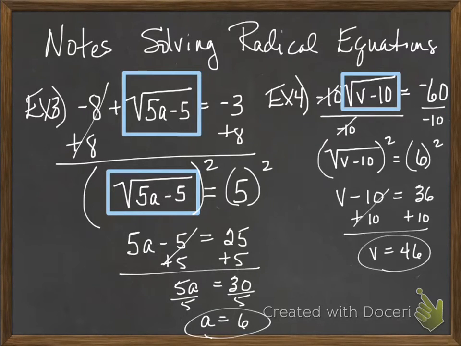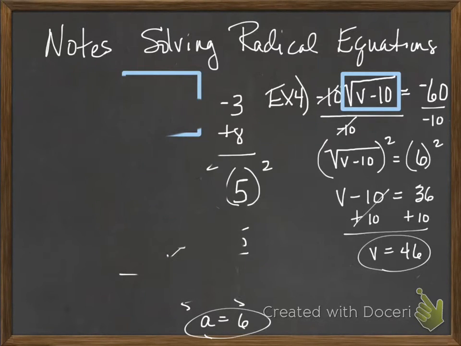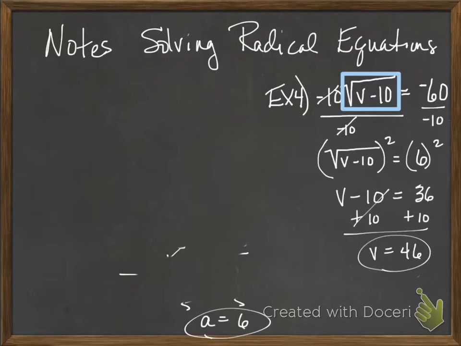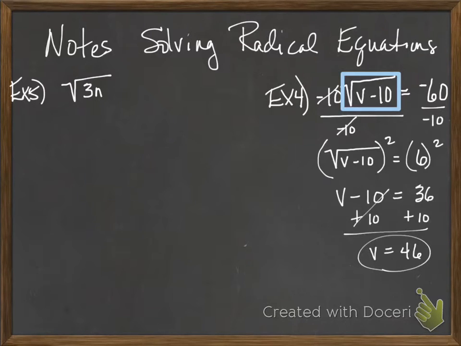Alright, I have one more example for your notes, and that's all. 5 total examples. Alright, example 5. You will see some problems in your homework where both sides have a square root. So here's an example of where both sides of your equation have a square root.